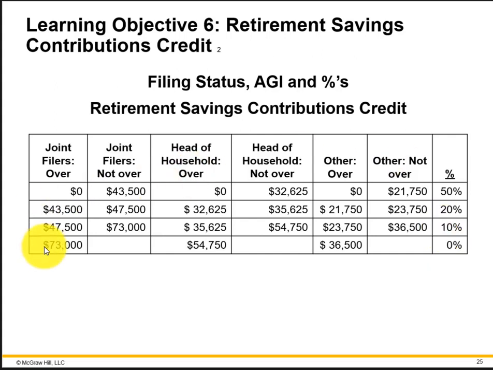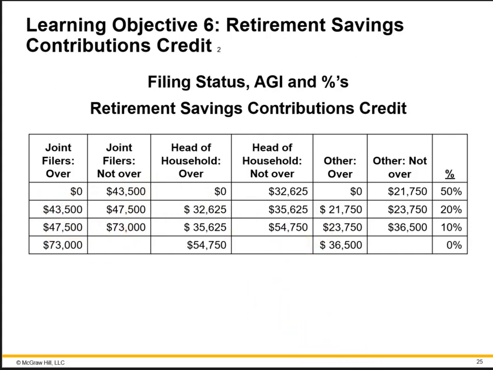And as soon as you're over 73,000, you cannot take this credit. And you see similar thresholds for head of household and everybody else: single, married filing separately. These thresholds are very distinct, meaning it doesn't phase out gradually. It goes from 50% of how much you put in to 20% if your income increases by $1 or $2, which is kind of crazy, but that's how it's written in the law.